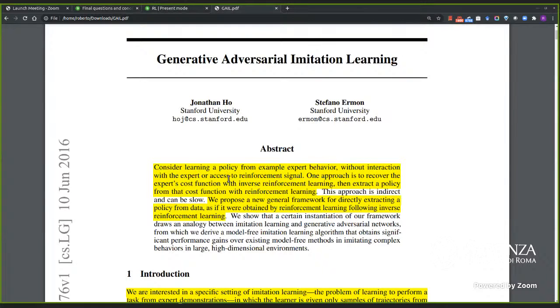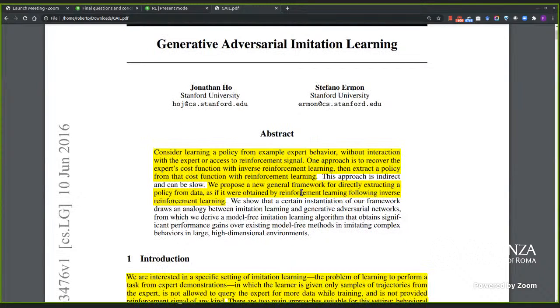And also, you don't have access to a reinforcement signal. Why? Because that's exactly what you're trying to recover, sort of, because you want to understand what is the reward function that is being used by the expert. So you don't know that. You don't have access to this. You only have access to the environment without the reward function. So they propose a new general framework for directly extracting a policy from data as if it were obtained by reinforcement learning following inverse reinforcement learning.